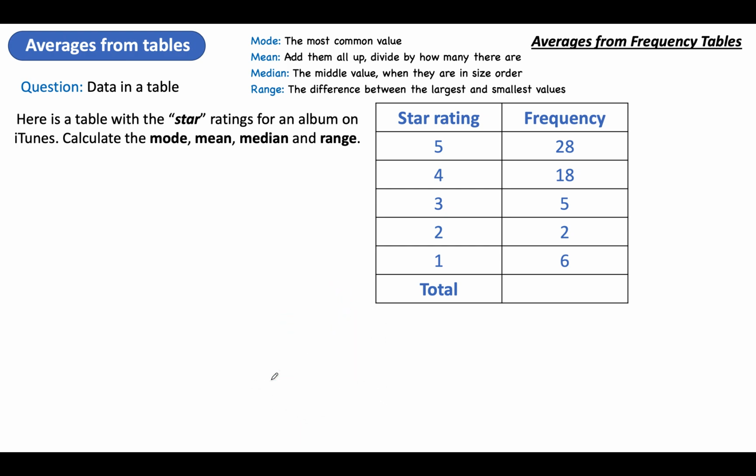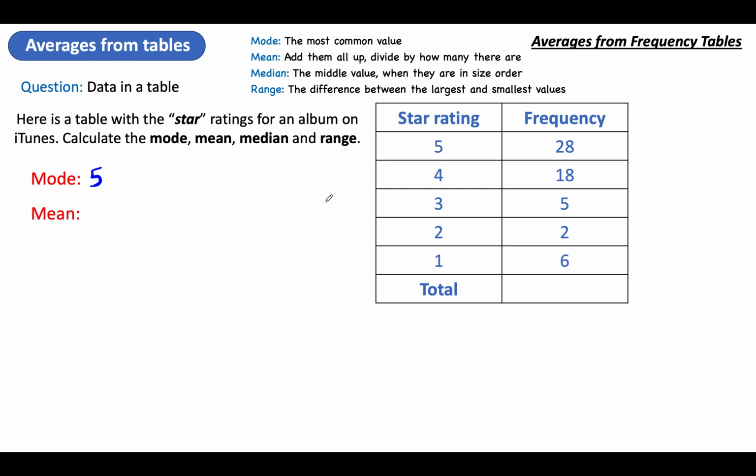Okay, we've unpaused. So let's first of all do the mode. If you struggled, then you could always just get a little hint, pause the video, see if you can work it out before you then unpause it and carry on. Now, the mode is the one with the biggest frequency. That is this one, which is 28. So a 5-star rating is the mode, the most common rating.